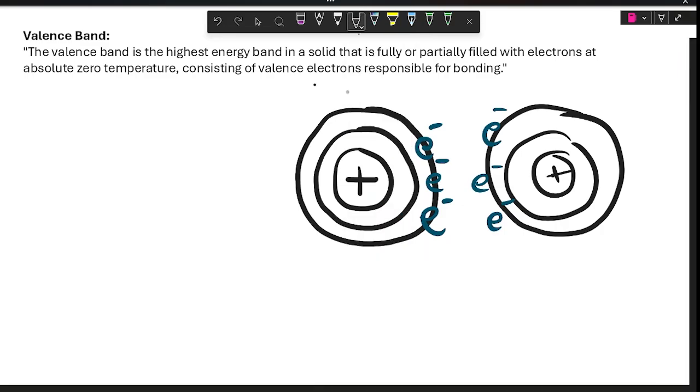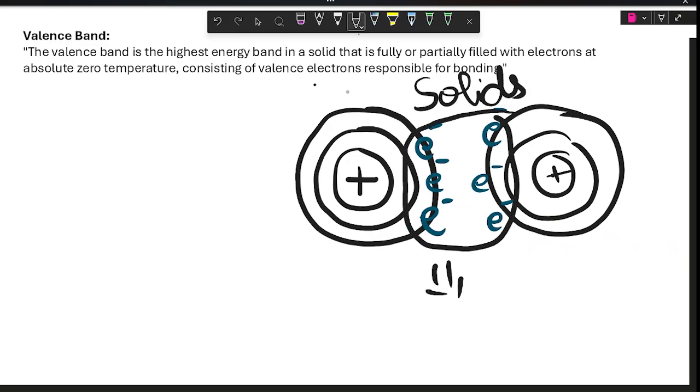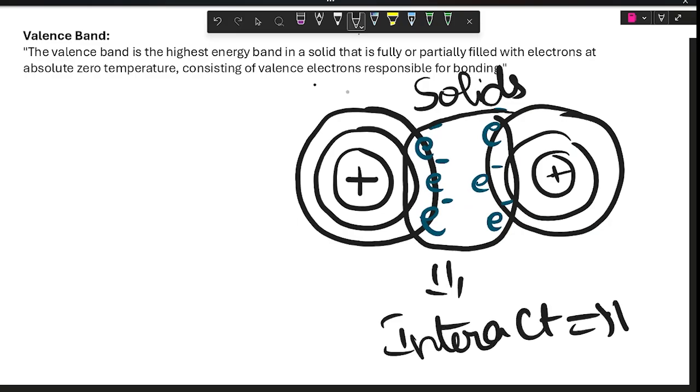Whenever we are forming solids, in order to form a solid, we require a lot of atoms. During this process, the electrons which are present in the valence shell interact with each other and form something known as the valence band.